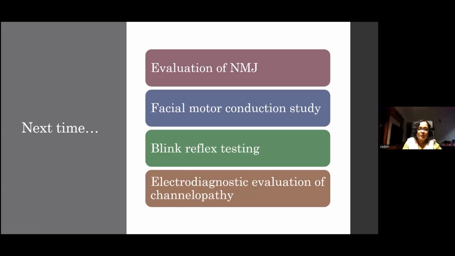Next time, we'll quickly go through evaluation of neuromuscular junction disorders, facial motor conduction studies, blink reflex, and quickly look at electrodiagnostic evaluation of channelopathies.